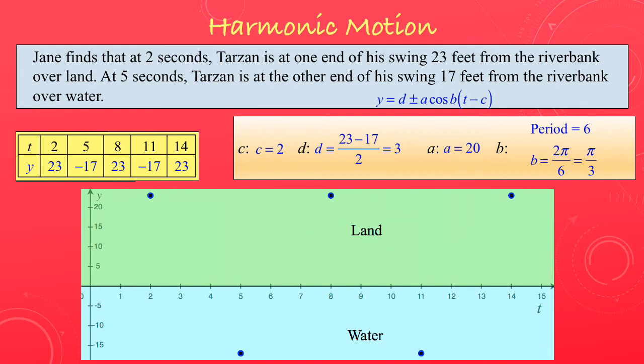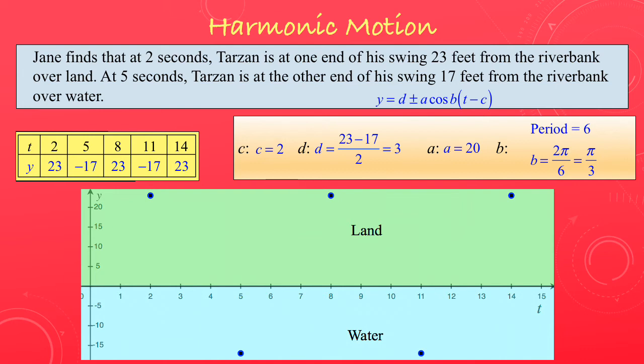C is how far the cosine curve is shifted to the right, which is 2 units. D, which is the axis of symmetry, will be high plus low divided by 2. 23 minus 17 divided by 2 is 3. A is the amplitude, the height of the curve above the axis of symmetry. The axis of symmetry is at 3, and the curve goes up to 23, therefore A is 20.